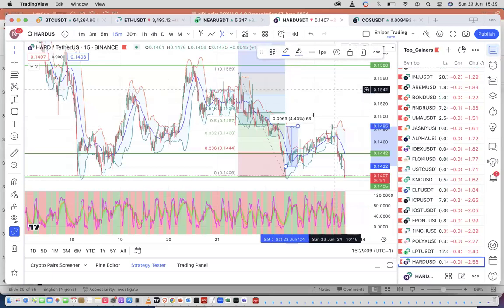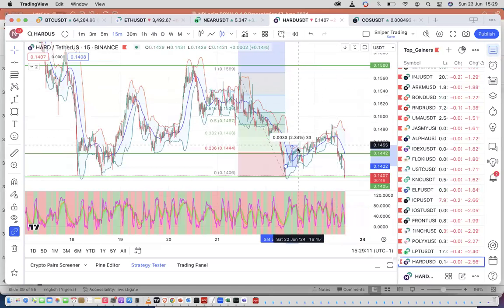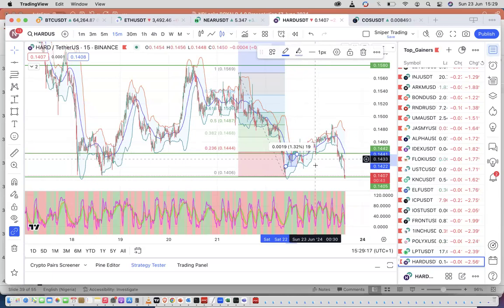Okay, that was how the hard signal went through. Why was it guaranteed? Because I had looked at it. The higher high was taken out by another higher high.